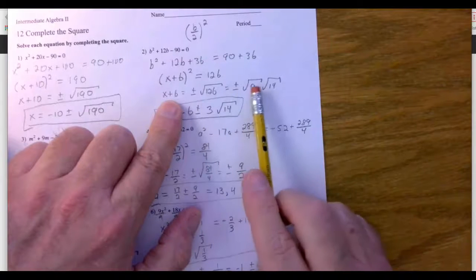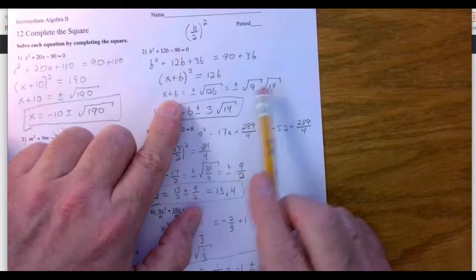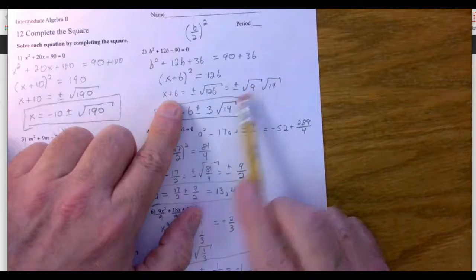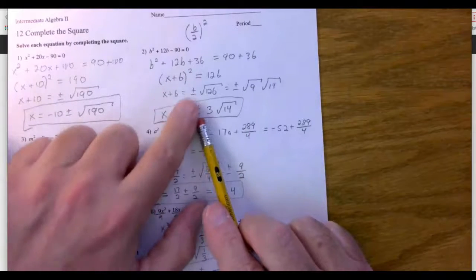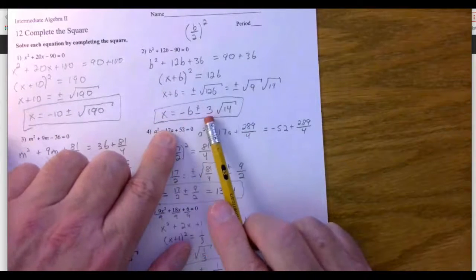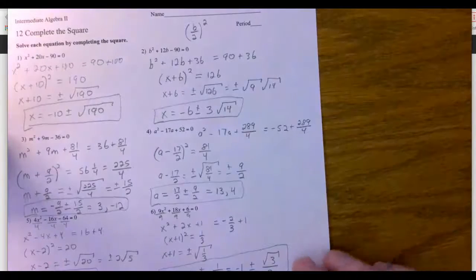All right, 126 is actually 9 times 14. So the square root of 9 is 3. I can simplify it. Take the 6 to the other side. It's now negative. Plus or minus 3 times the square root of 14.